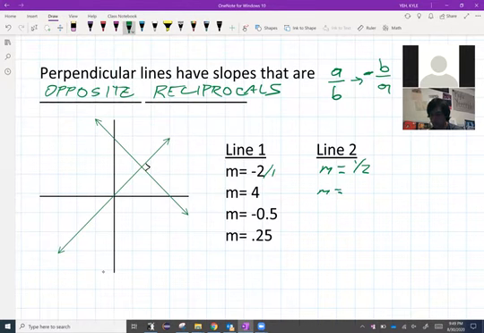What about this second one? Line 1 and line 2 are perpendicular. Line 1 has a slope of 4 over 1. So that means line 2 has a slope of negative, because we wanted the opposite reciprocal, -1 over 4. When it comes to decimals, my recommendation is to write these decimals as fractions.